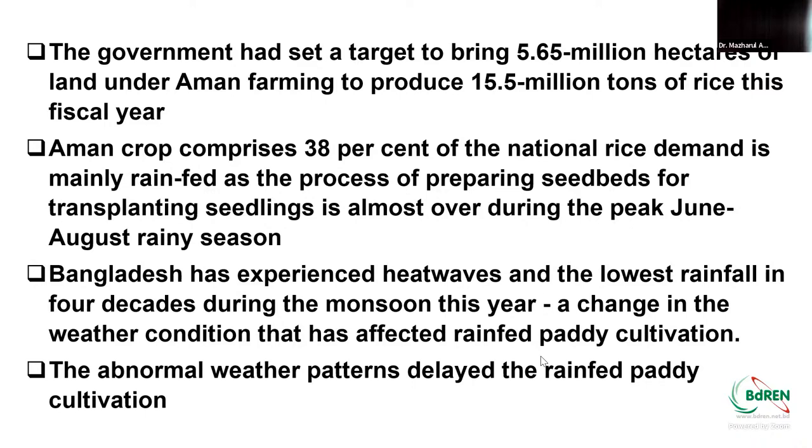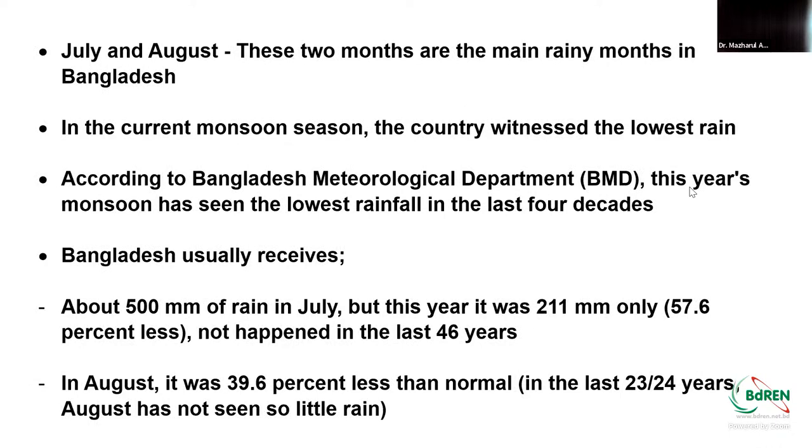Bangladesh experienced heat waves, and I will not go for the data, but I am just explaining in text. Bangladesh has experienced heat waves and lowest rainfall in 4 decades during the monsoon of this year. A change in the weather condition that has affected rain-fed paddy cultivation. The abnormal weather patterns delayed the rain-fed paddy cultivation, as we observed it all over Bangladesh.